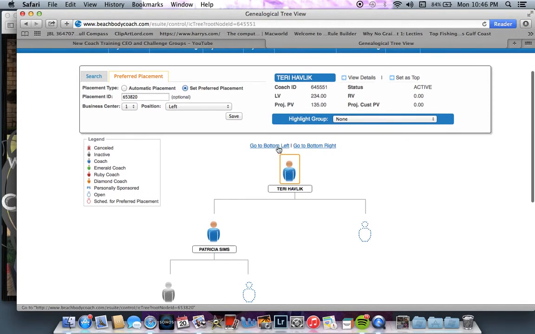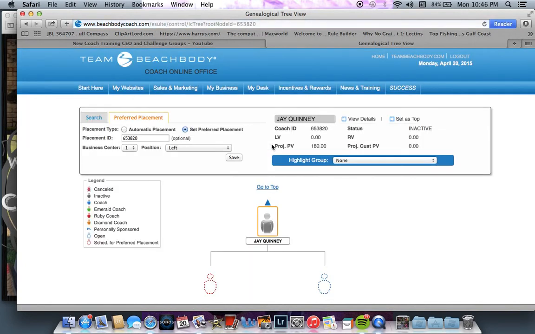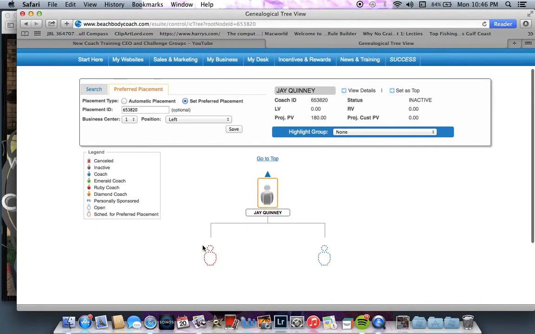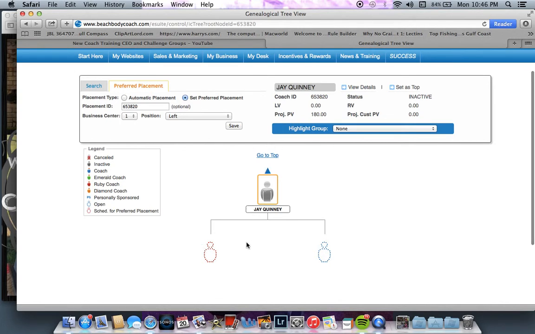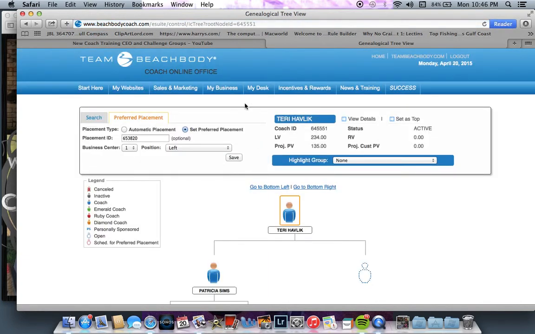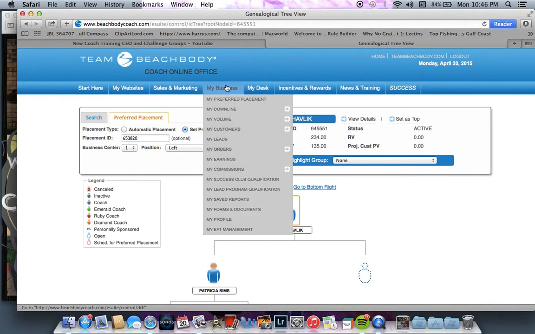Okay, so you can see here I'm going to show you these buttons that go to bottom left. If Terry's wanting to sign up somebody on her bottom left side, you don't have to keep scrolling through these pages, especially the longer you're in this. You might have 10 pages of coaches below you. You can just hit that button, click there, and it'll go there.